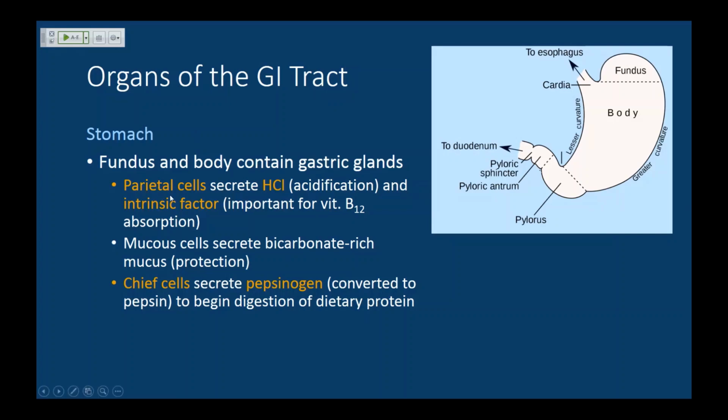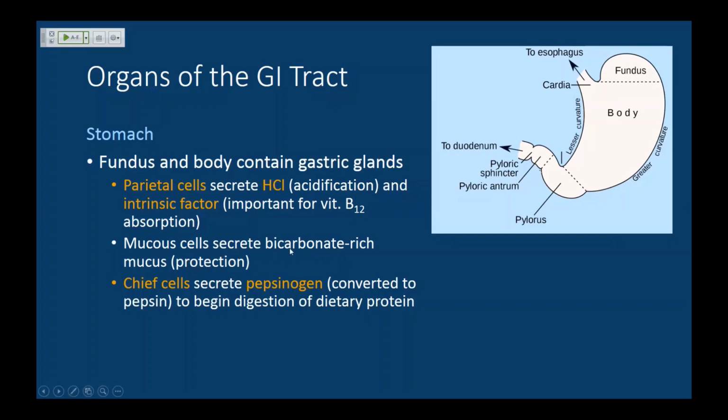The parietal cells of the stomach secrete HCl, hydrochloric acid, to acidify the lumen of the stomach, and they also secrete intrinsic factor, which will be important for vitamin B12 absorption. Okay, so it's two main things secreted from the parietal cells.